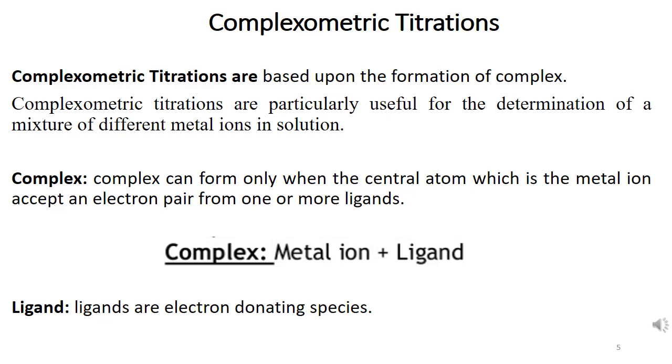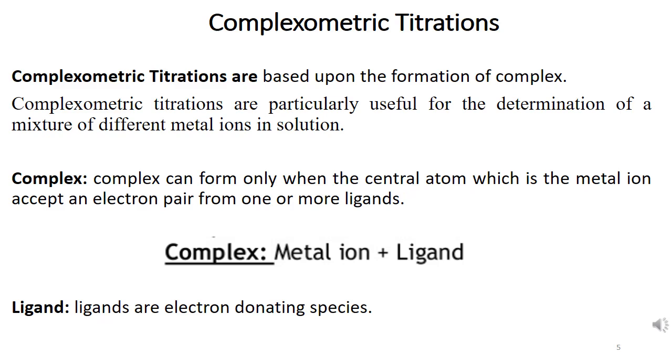So ligands donate their electron pair to the central metal ion, and these two, metal ion and ligand, can form a complex. And in complexometric titration we study the complex formed between the ligand and metal ion.